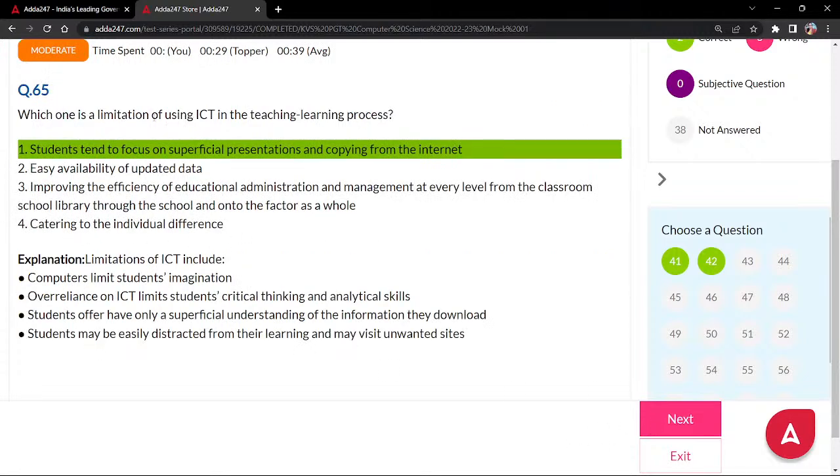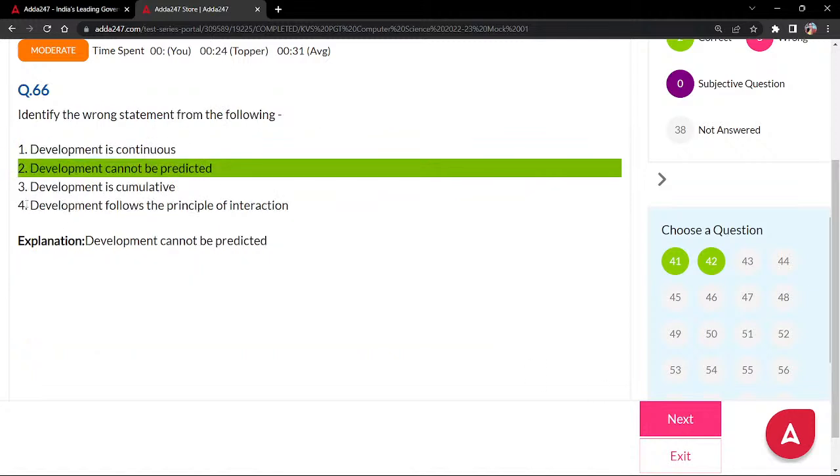Next, which one is a limitation of using ICT? The limitation of using ICT is that students tend to focus on superficial presentation and copying from the internet. That is the limitation. Computers limit the student's imagination, and a student can easily copy things. So that's why it is a limitation.